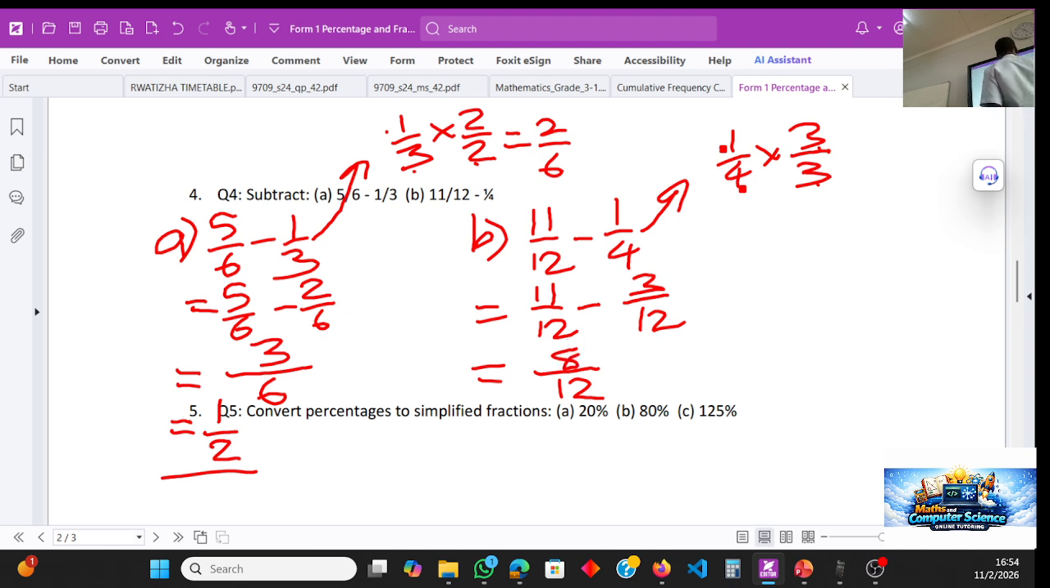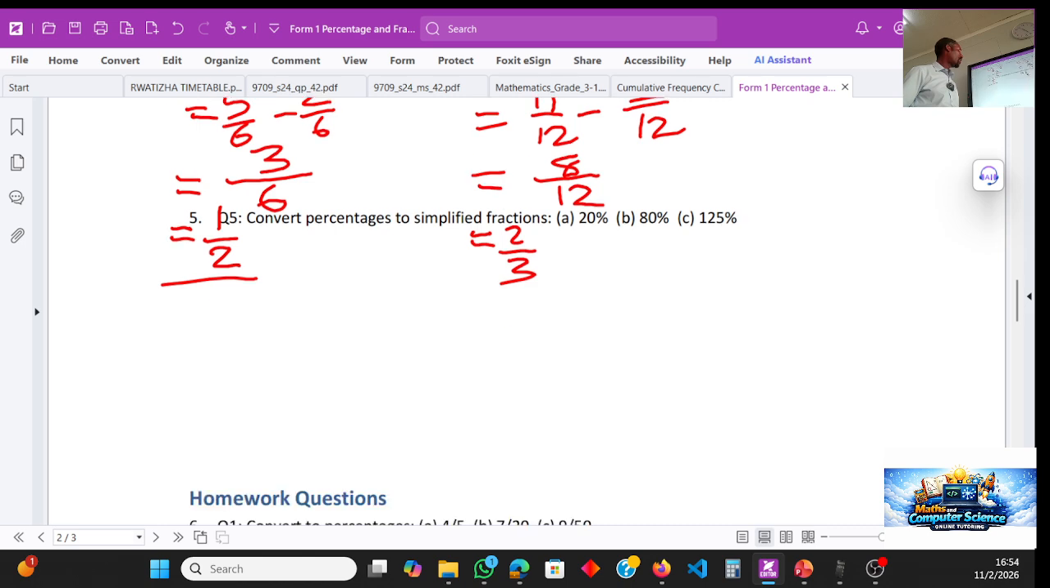And once again, we don't stop here because we can simplify further to say 8 over 12. 8 and 12, they have an HCF of 4. So I can divide my numerator by 4, it gives me 2. I divide my denominator by 4, it gives me 3. I think that was it for question number 4. Moving to question number 5, which is our last one.